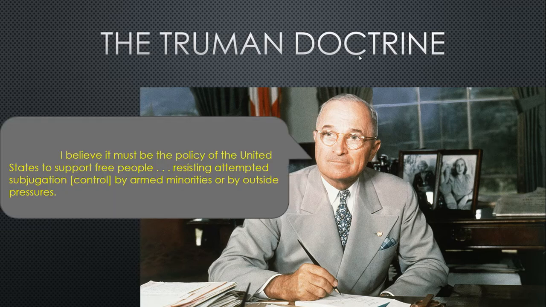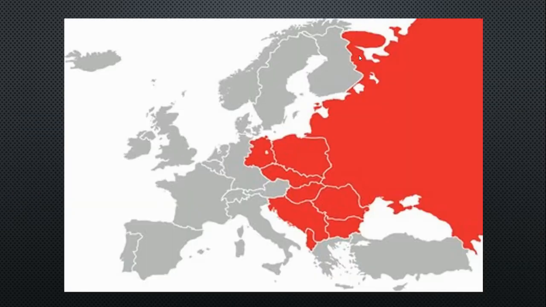At the heart of it, we heard a little excerpt there. He says, "I believe it must be the policy of the United States to support free people resisting attempted control by armed minorities or by outside forces." So what the United States is going to do is to assist nations that are threatened with some sort of aggression or with the threat of takeover.